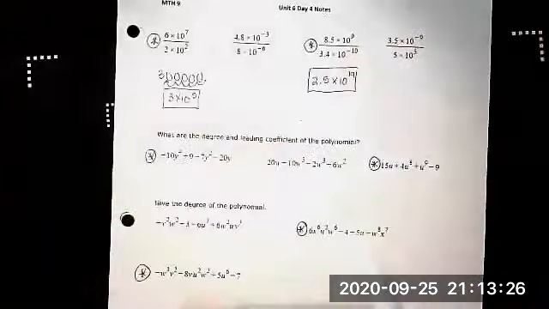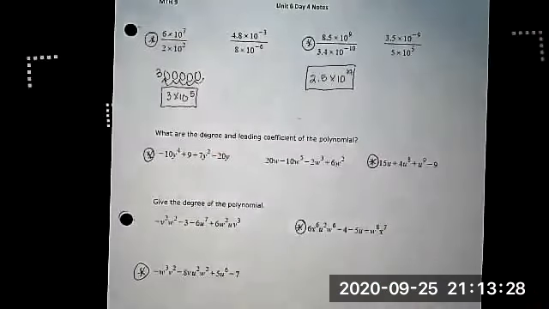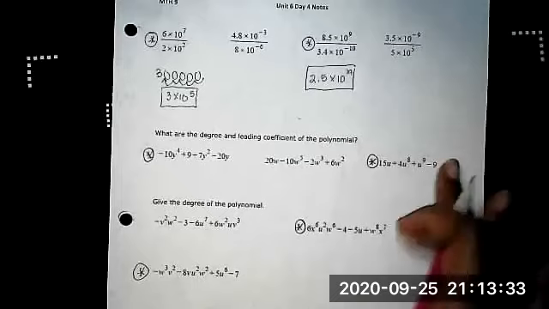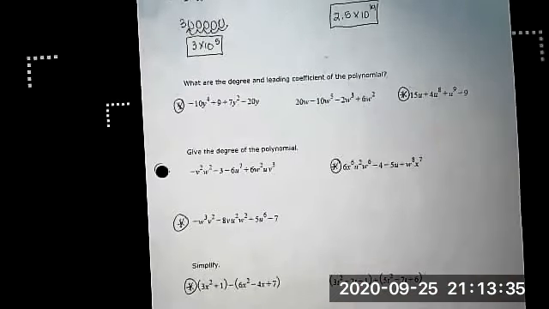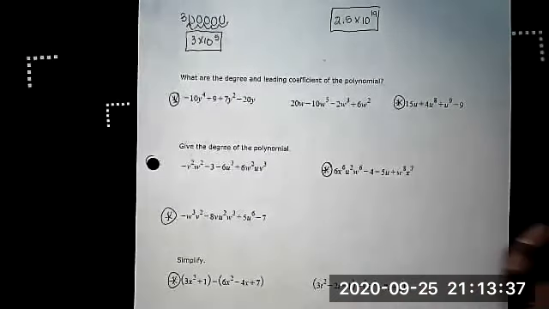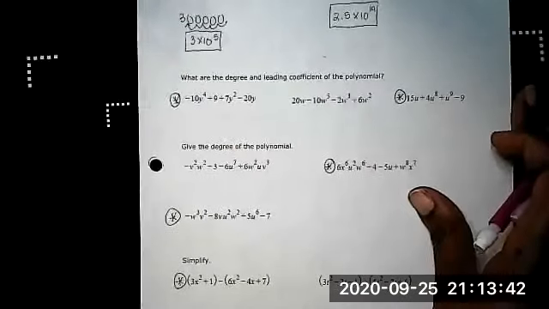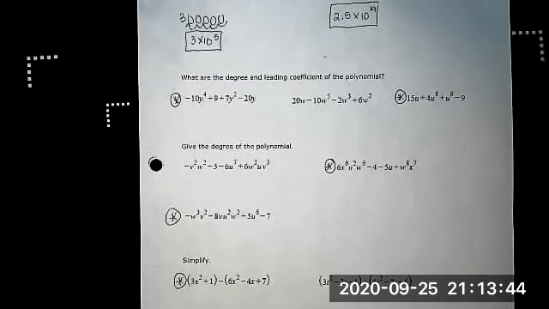Hopefully that works for you, and if it comes out to be a whole number, we know how to change that into scientific notation. Got it? Good. Now on these couple, it asks you what are the degree and leading coefficient of the polynomial.